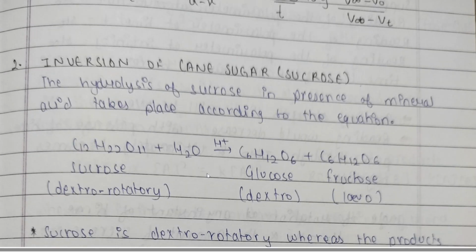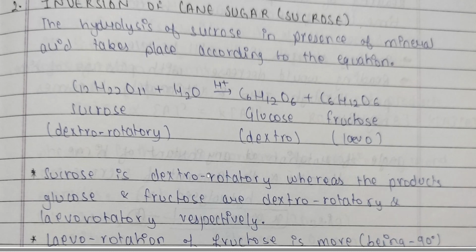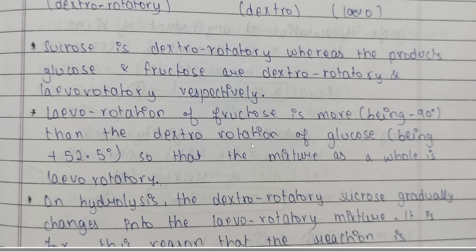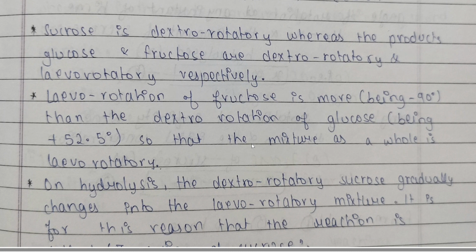Inversion of cane sugar, sucrose. The hydrolysis of sucrose in the presence of mineral acid takes place according to the reaction C12H22O11 plus H2O gives C6H12O6 plus C6H12O6, glucose plus fructose. Sucrose is dextrorotatory, whereas the products glucose and fructose are dextrorotatory and levorotatory respectively. Levorotation of fructose, being minus 90, is more than the dextrorotation of glucose, being plus 52.5, so that the mixture as a whole is levorotatory.